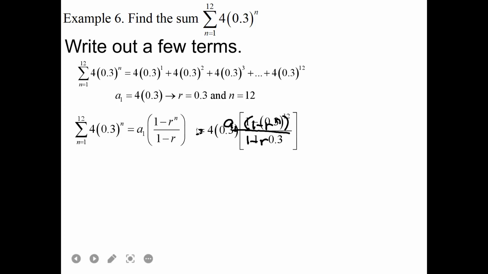Next, when we substitute, the first term is 4 times 0.3. Then 1 minus our r, which is 0.3, raised to 12, all over 1 minus 0.3. It's the same as what we got earlier. Approximately, the sum is 1.7.